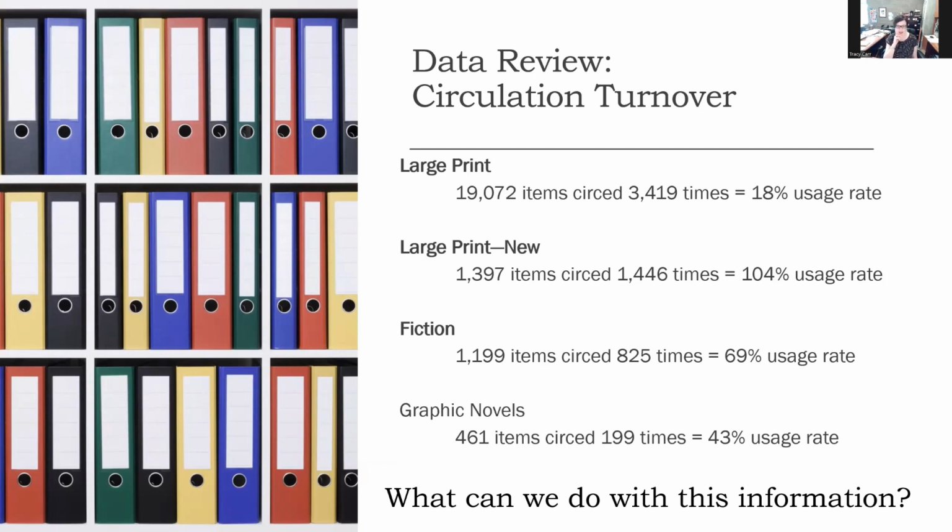So our fiction collection, we have 1,199 items. I will be adding one more book to this collection just so it is a nice even 1,200. This is a newish collection that we only started in the last, I don't know, 5 or 6 years. So it's not a huge collection, but the collection has circulated 825 times. And this report was run for the last 2 fiscal years, which is a 69% usage rate. That feels right. Most of the books have circulated.